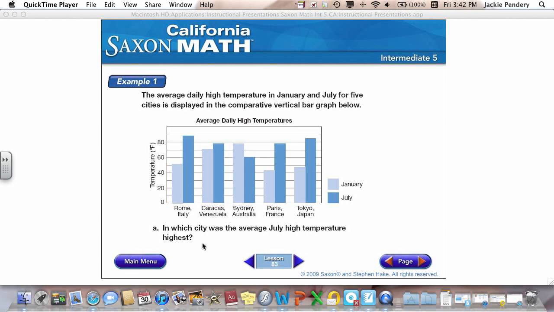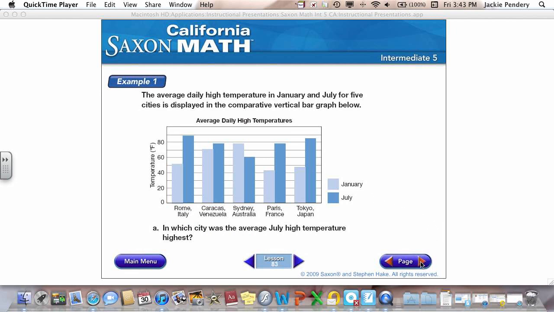Part A, in which city was the average July high temperature the highest? So if we look up here at our July temperatures, the dark blue, I want to know which of these is the highest. And looking at the graph, I see that Rome is the highest. So the answer to part A then is Rome.